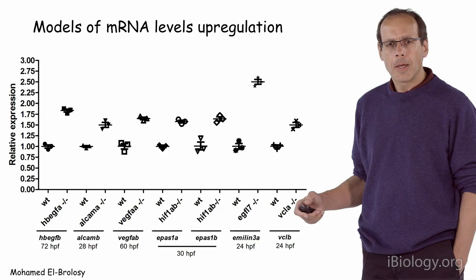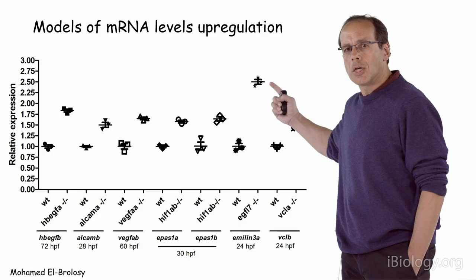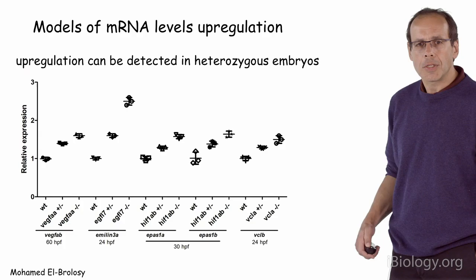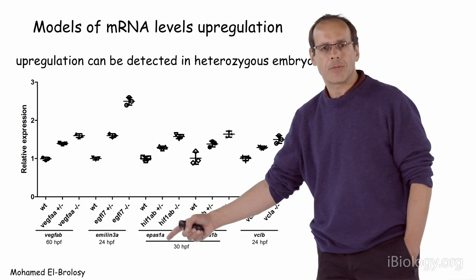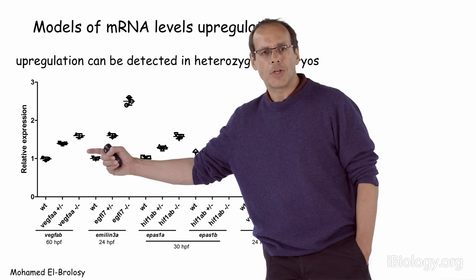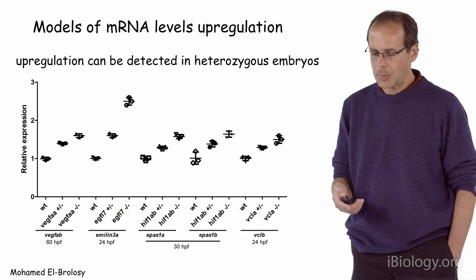So, for example, I told you earlier about EGFL7 and the upregulation of MLN. We've also looked at VEGF-AA mutants, and we see upregulation of VEGF-AB. If you look at the heterozygous embryo, for example looking at EGFL7 right here, you can see that the heterozygous embryos show an intermediate level of upregulation compared to the mutants. And of course, here is the wild type. And similarly for VEGF-AA, heterozygous embryos also show this intermediate level of upregulation.